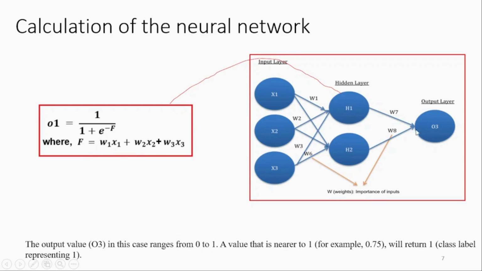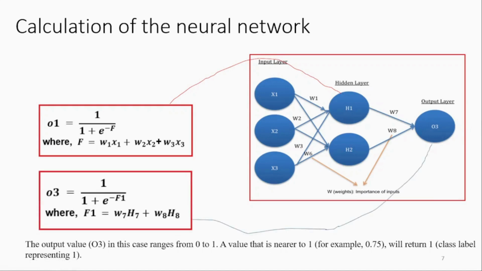Similarly, another activation function will be used here, because in the output layer there are two weights or two inputs coming from the hidden layers. Now, which output will be triggered to the final output? Again, the activation function will decide. So here the activation function will look like 1 over 1 plus e to the minus f1. So how is this f1 calculated? If you look at this, W7 and W8, so it is W7 H1 plus W8 H2.